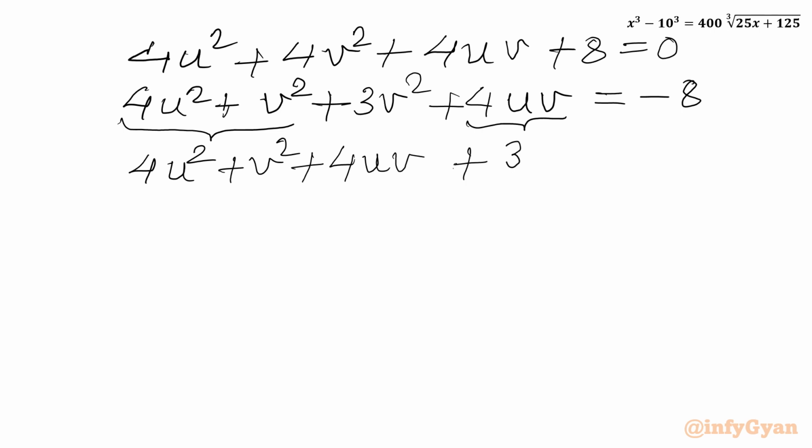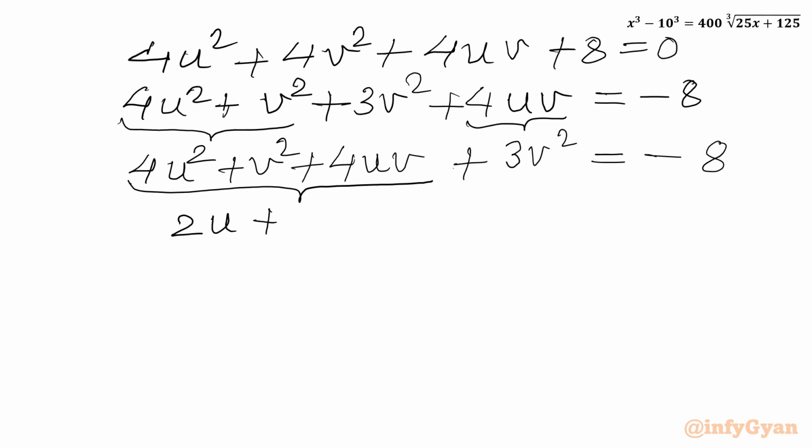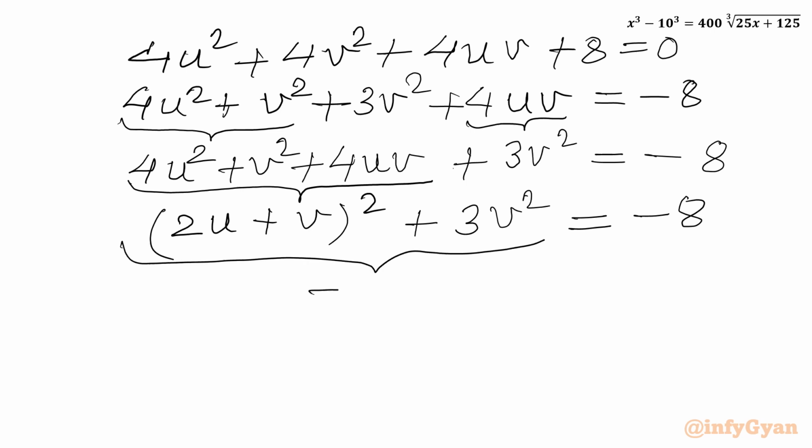Then we have 3V² and the RHS is minus 8. From these three terms, I can write (2U + V)². Then we have plus 3V², and the RHS is negative 8. Now, a sum of two squares will always be positive for real values, but our RHS is negative. So a positive number cannot be equal to a negative number.